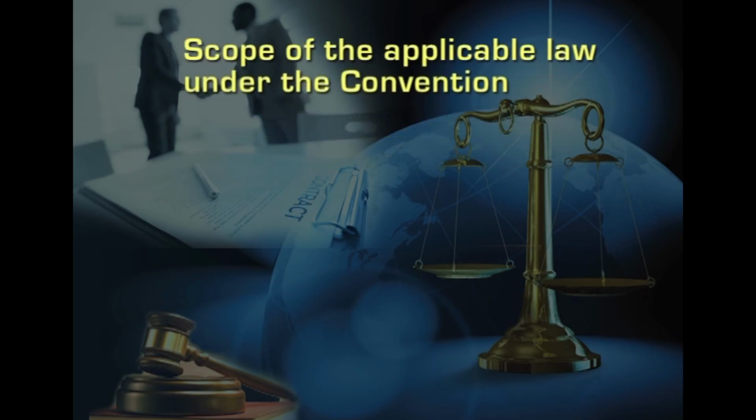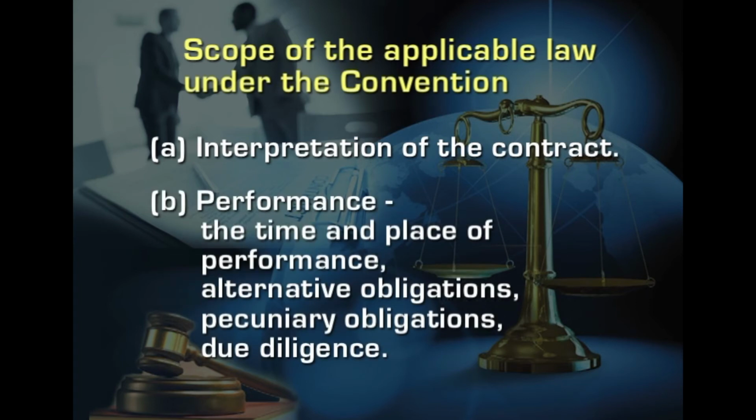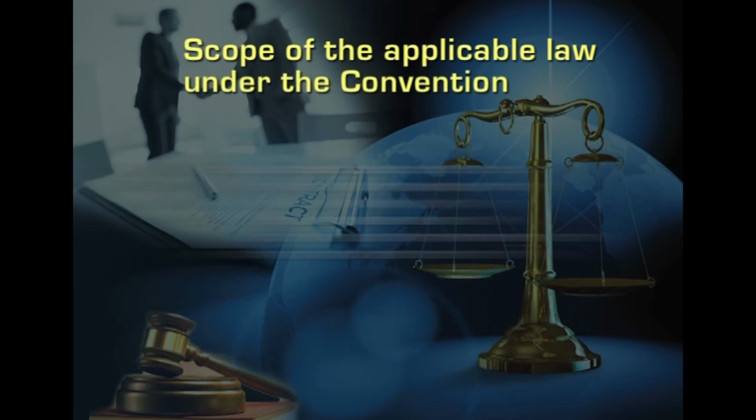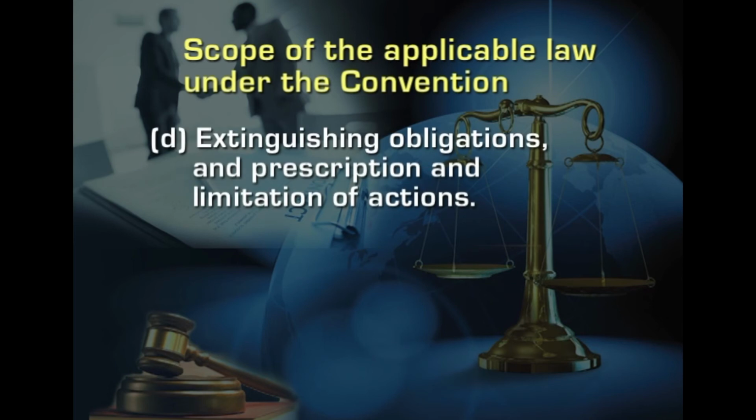Scope of the applicable law under the convention. A. Interpretation of the contract. B. Performance: the time and place of performance, alternative obligations, pecuniary obligations, due diligence. C. Consequences of the breach, including the assessment of damages, liability of the party responsible for the breach, claims for termination of the contract for breach. D. Extinguishing obligations and prescription and limitation of actions. Applicable law also governs the discharge of obligations based on force majeure.